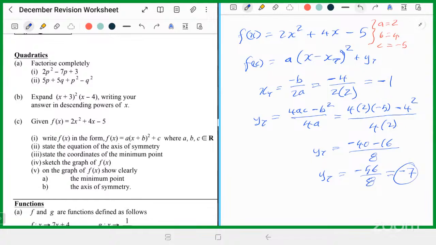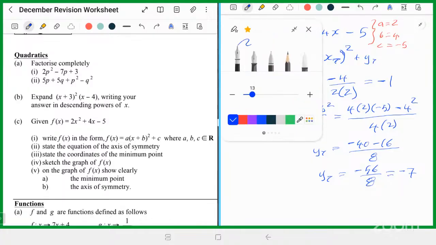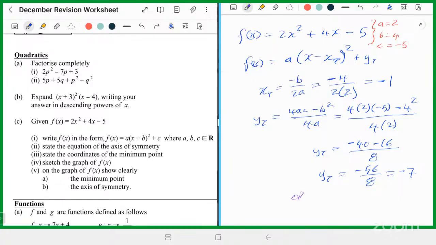But we could work out yt using the function up here. So let's put another method in purple. yt would be f of negative 1, because the xt value is negative 1. So plug the negative 1 in there to get the yt value. So we could calculate it that way as well. So it would be 2 times negative 1 squared plus 4 times negative 1 minus 5.